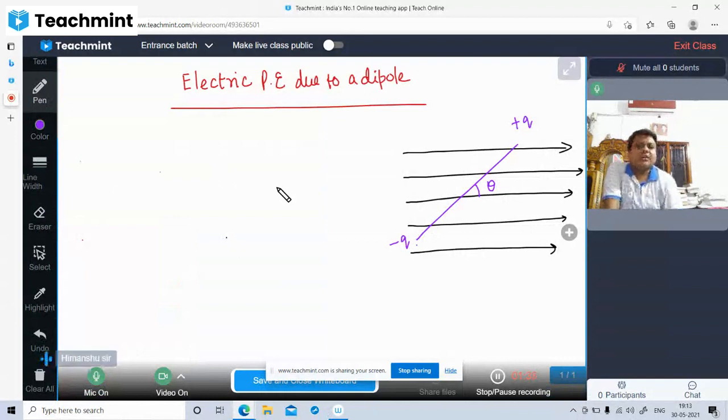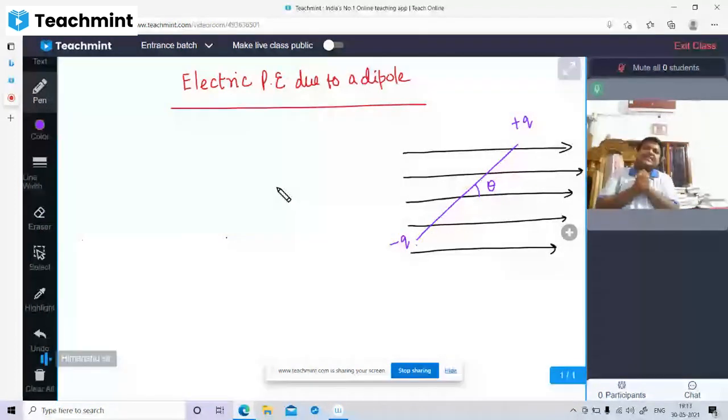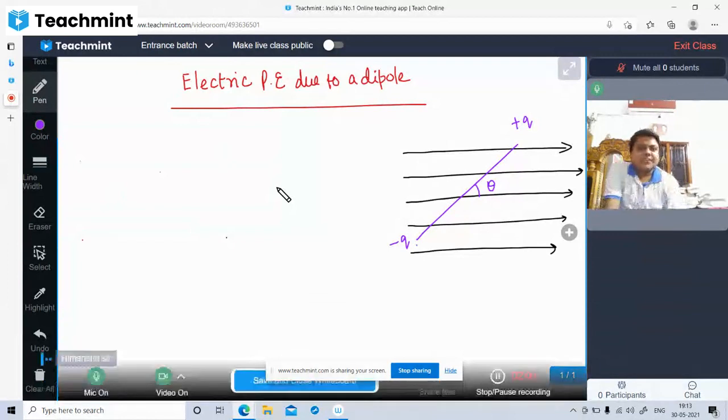Now if we move the dipole inside the electric field, movement means torque will come into action. If you move the dipole inside the electric field, then we have to do a certain amount of work, and that work is stored as potential energy. Consider here: this is theta 1, the initial position, and now this is the new position of the dipole, minus q, plus q.